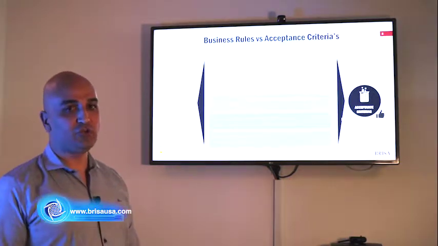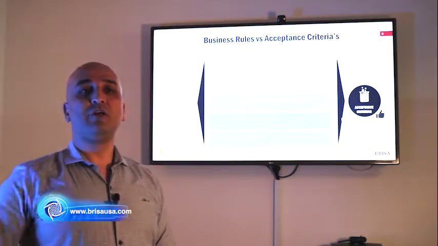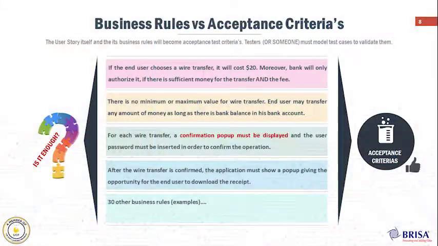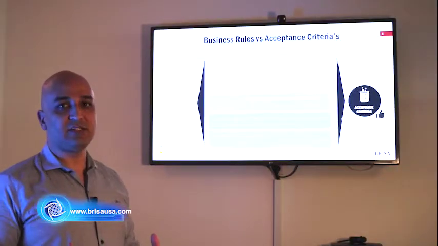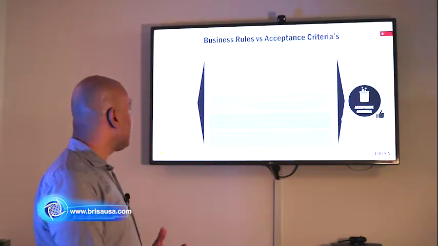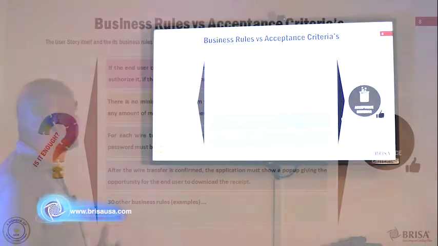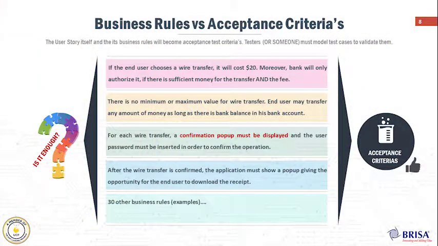When we opened that user story, we found a lot of business rules. Let's take a look at some of them. The first one says, if the end user chooses a wire transfer, it will cost $20. Moreover, the bank will only authorize it if there is sufficient money for the transfer and the fee. That's great information for me as a QA, because from that information I can design many test cases to validate it. The next business rule says there is no minimum or maximum value for wire transfer.